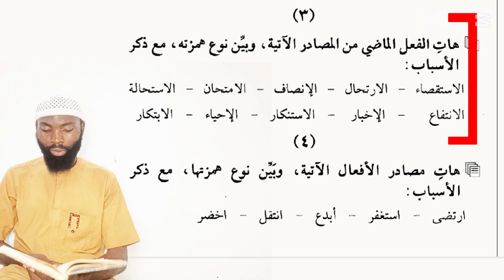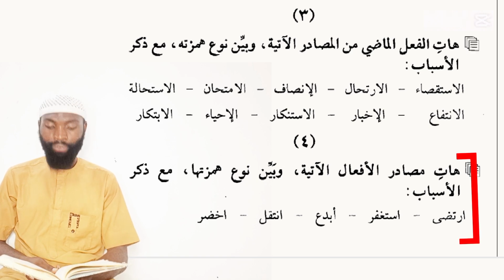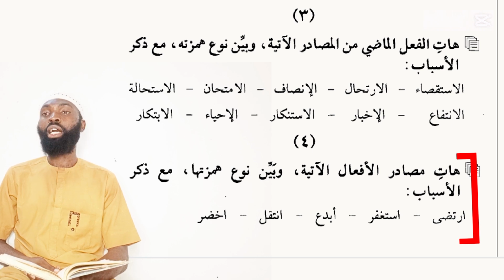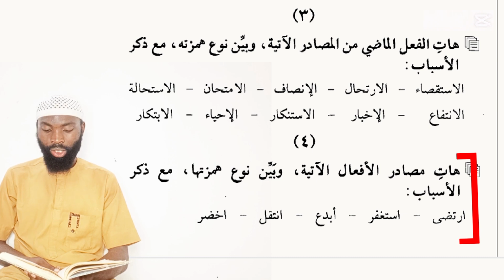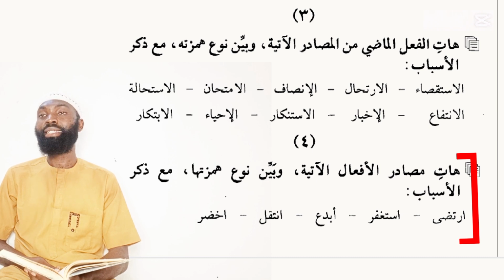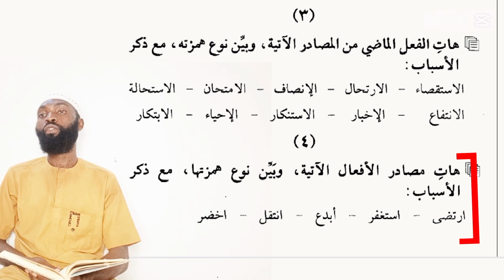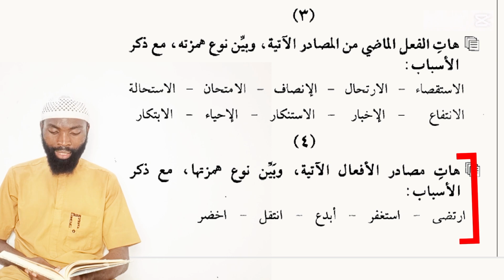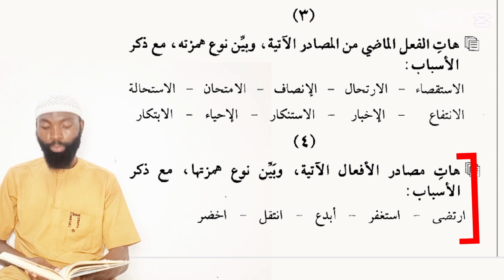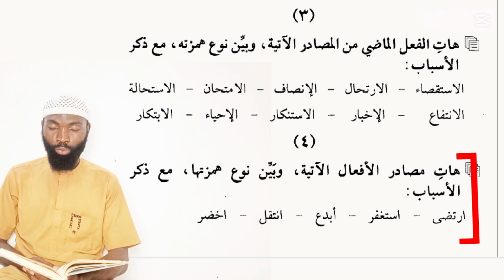Now, tamrin number 4, we have hati masadir al-af'al al-atiyah. Bring the verbal nouns of the following verbs and explain the type of hamza and the reason. The word irtada, the masdar is what? Irtidad. So irtada is from a khumasi verb. So irtidad will be what? Good. Will be hamzatul wasl. Istaghfara, hamzatul wasl. Then abda'a will be ibda'. So it's hamzatul qata' because it's from a ruba'i verb.